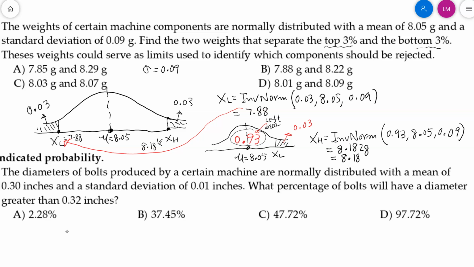Oh, it's not 0.93, it's 0.97. Why 0.97? 1 minus 0.03 is 0.97, isn't it? So that was my mistake. This should be 0.97. Okay, so let's enter again.